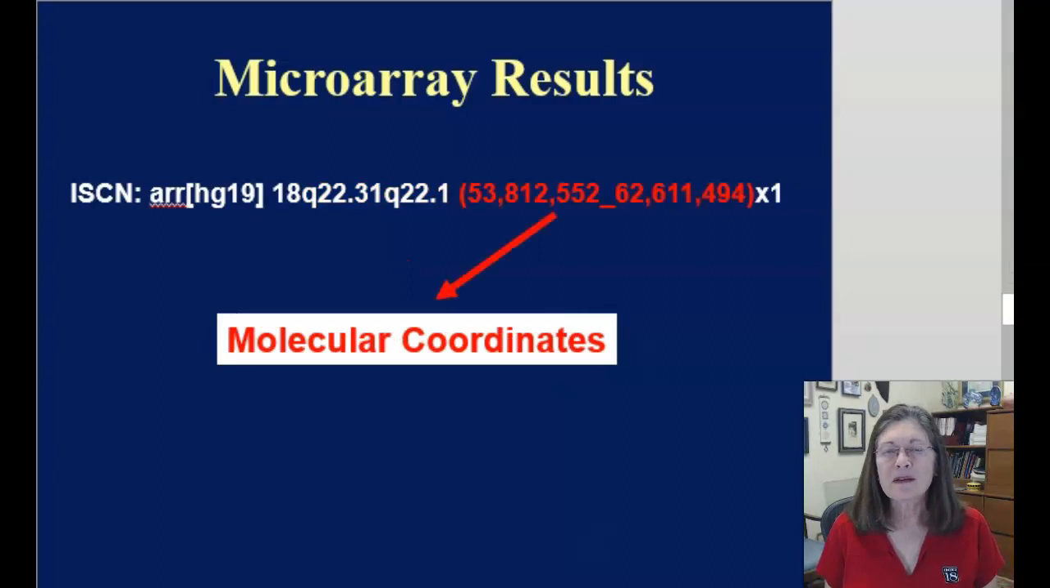The next part are the molecular coordinates. And as I said, the molecular coordinates begin with the number 1 at the end of the top, or the end of the P-arm of the chromosome, and continue to, and you saw the chromosomes were different lengths. So this is the molecular coordinates. And so in this particular case, this deletion is from about 53.8 million to 62.6 million base pairs as the location on the chromosome of this change.